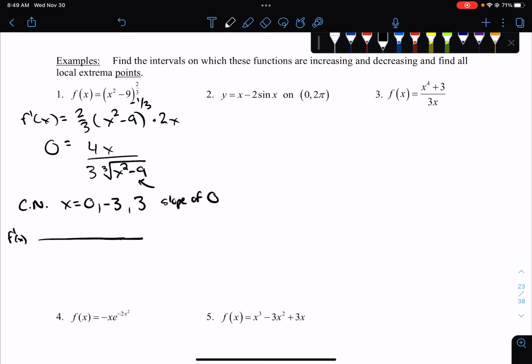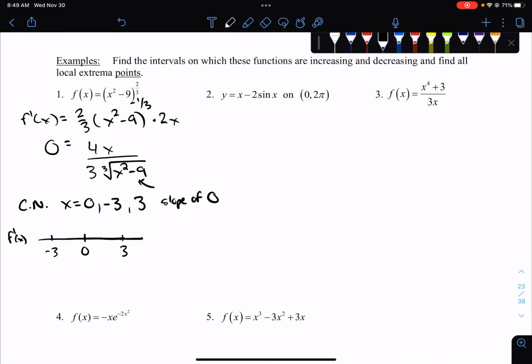We call this a sign chart, and it just helps me figure out what's happening in the problem. The first thing I do on my sign chart is put my critical numbers, 0, -3, +3. I know what's happening at those points: I have a slope of 0. I'm not interested at those points. I'm interested in what's happening in between those points.